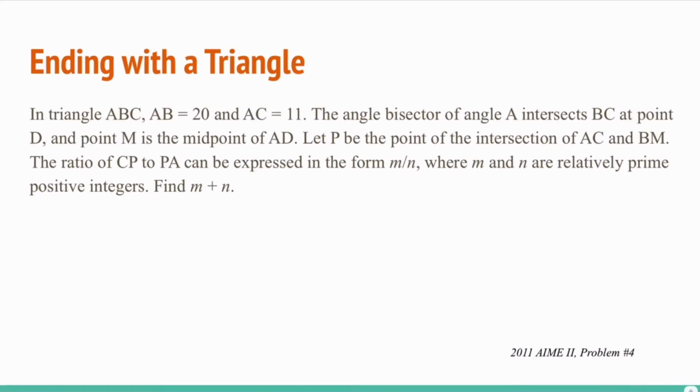Let's end with a problem that involves a triangle. In triangle ABC, AB equals 20 and AC equals 11. The angle bisector of angle A intersects BC at point D, and point M is the midpoint of AD. Let P be the point of intersection of AC and BM. The ratio of CP to PA can be expressed in the form m divided by n, where m and n are relatively prime positive integers. Find m plus n.